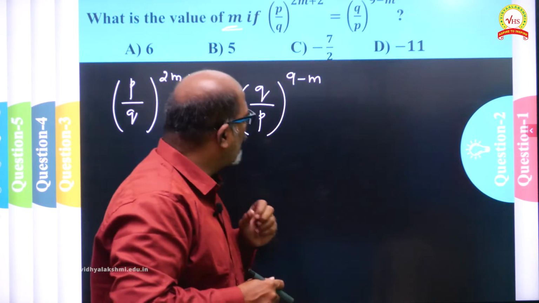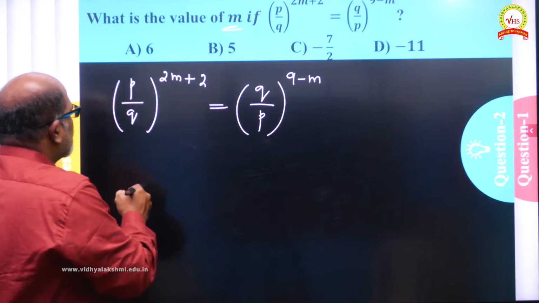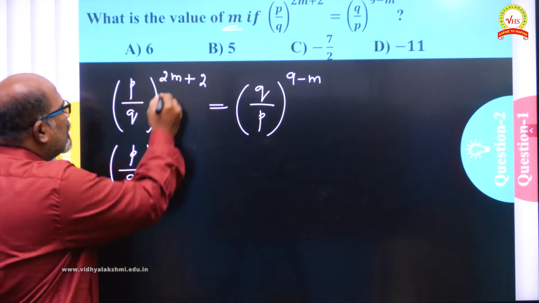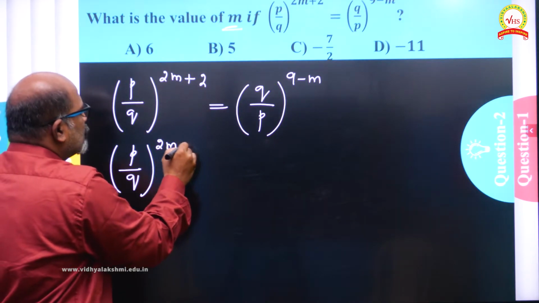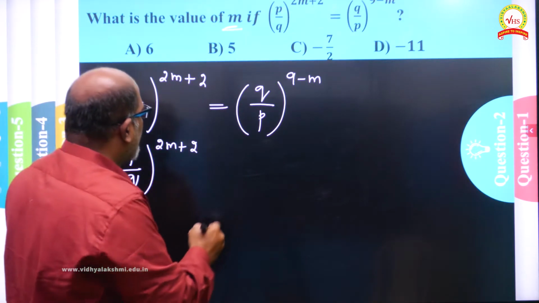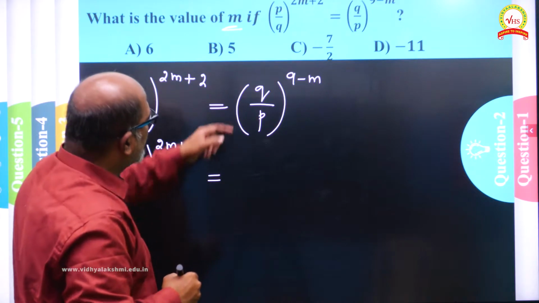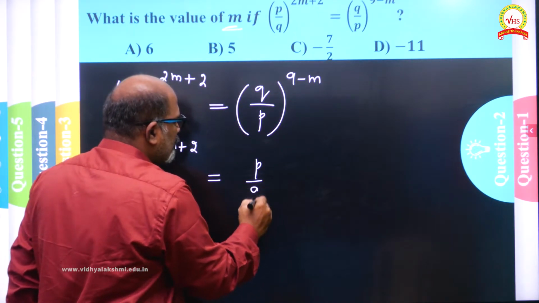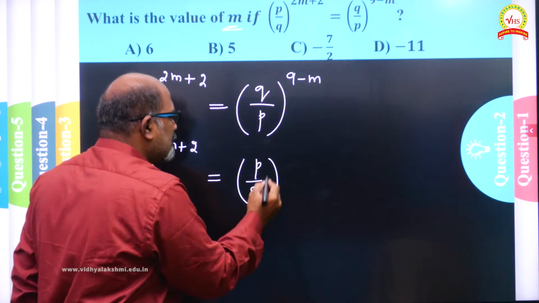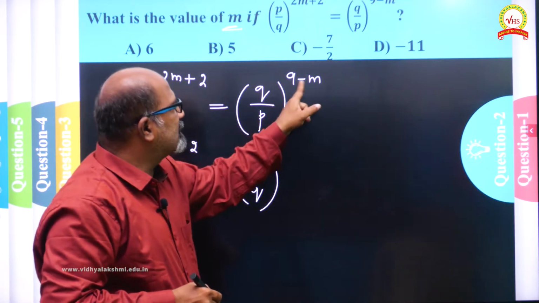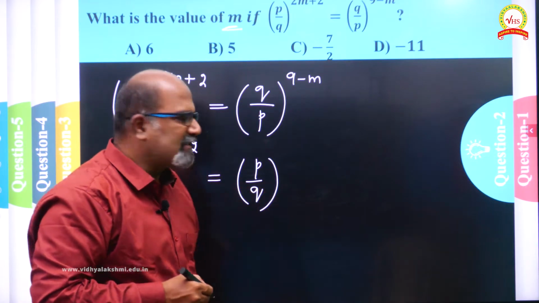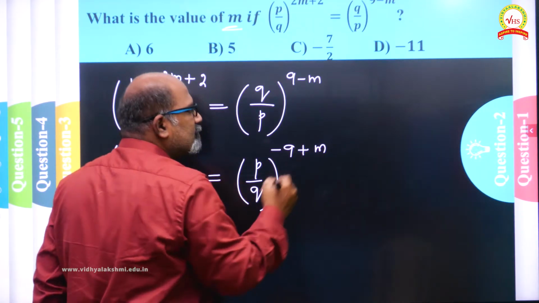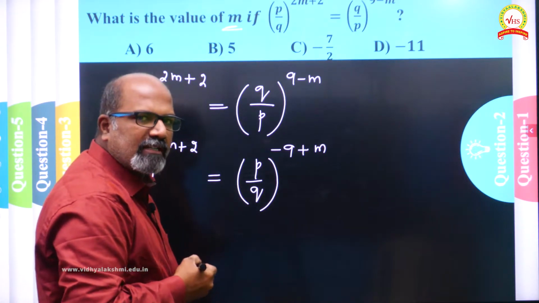So, for that, I just keep this p by q the same, the whole power 2m plus 2. And on the right side, q by p in turn I can write as p by q, but the exponent 9 minus m will have its opposite sign. That is, it will become minus 9 plus m. Do you understand? Do you get the point?